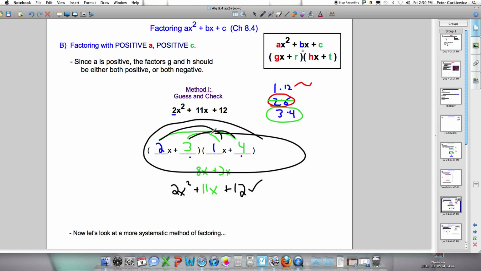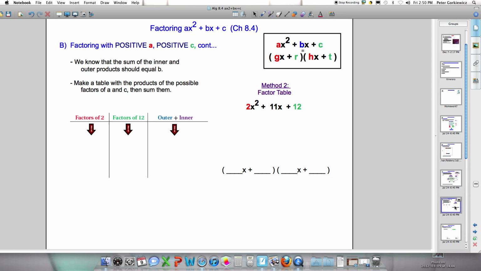So this is the guess and check method, and you'll get better at it as you use it, but there's a more systematic way to find out, so you don't have to just guess and check. We know that this product comes from this and this, so this multiplied by this gives us our 2. So let's find the products of that. Well, it could be 1 and 2. 1 and 2 is basically all we've got.